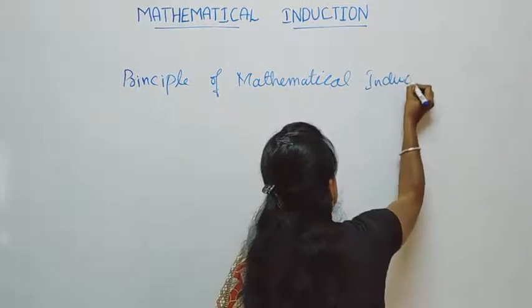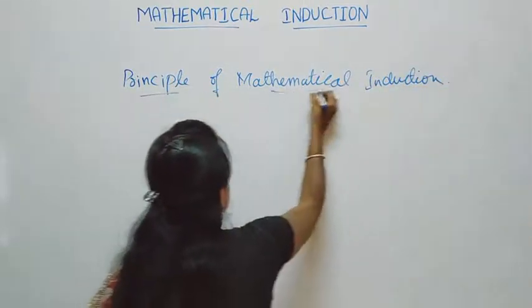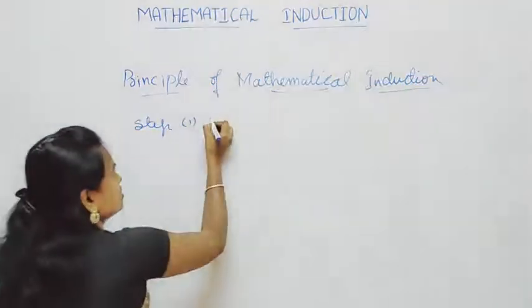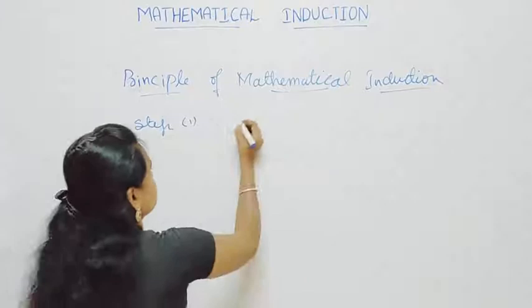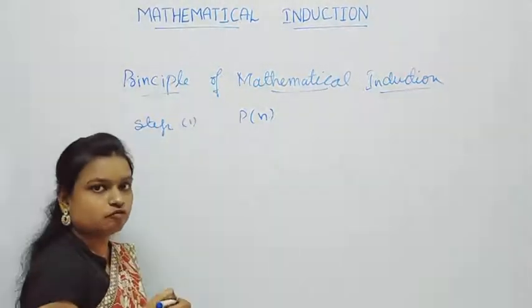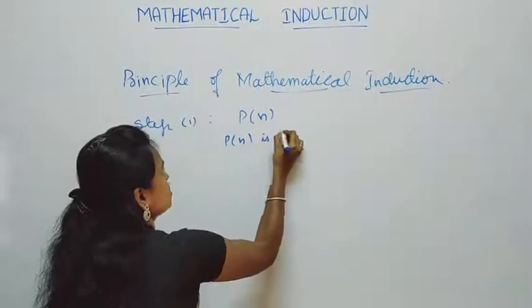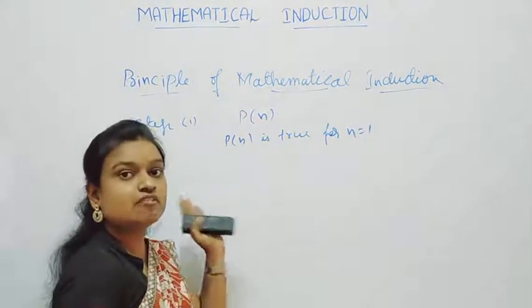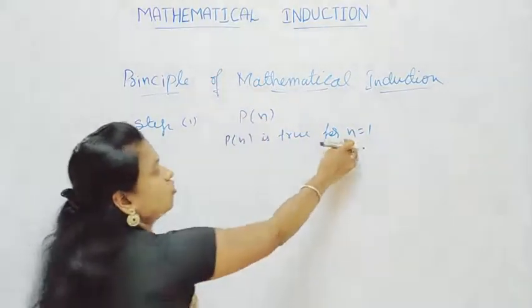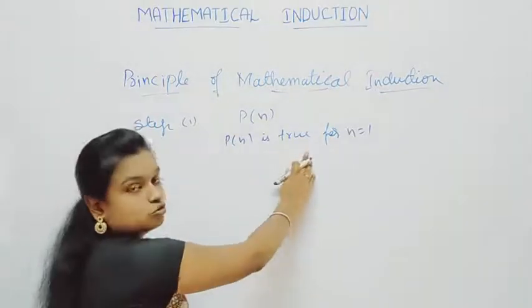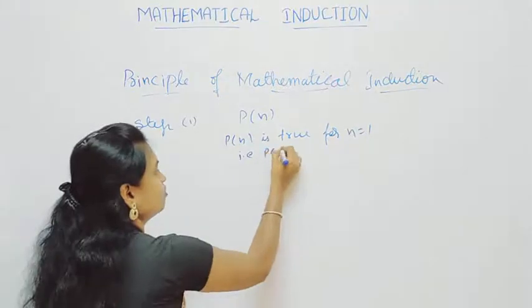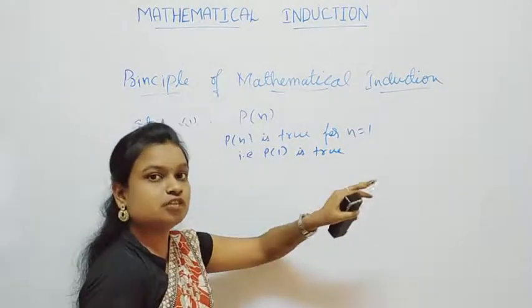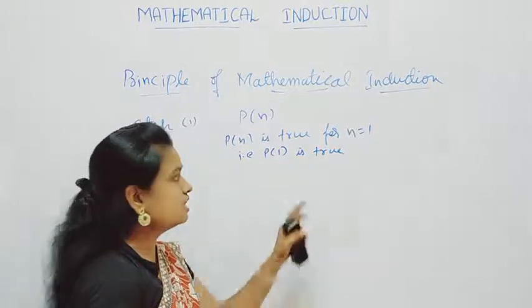So what is the principle of mathematical induction? Step 1: the given statement is true. That is, I call the given statement P of n, and P of n is true for n equal to 1. This is the first step. First we have to call the given statement P of n. We have to prove that P of n is true for n equal to 1, that is, we have to show that the given statement is true for n equal to 1. This is the first step.